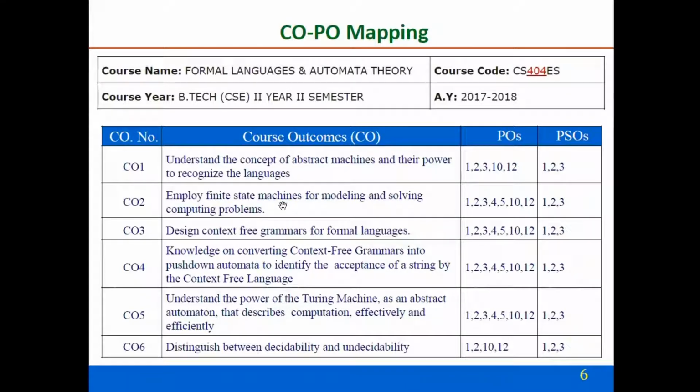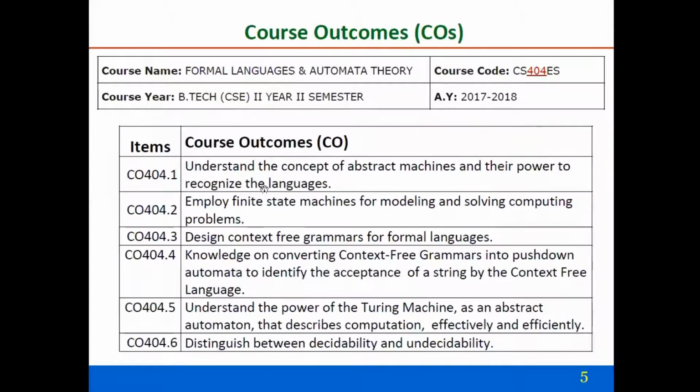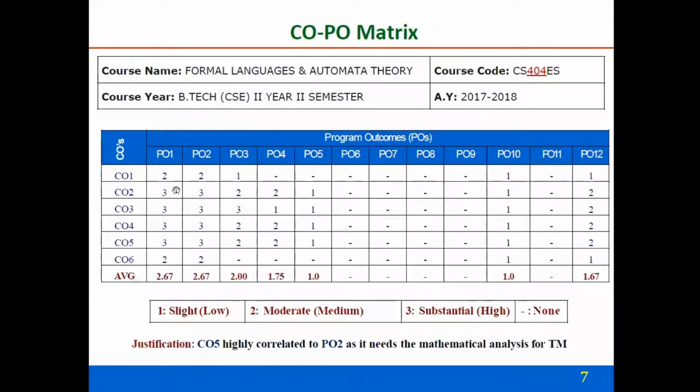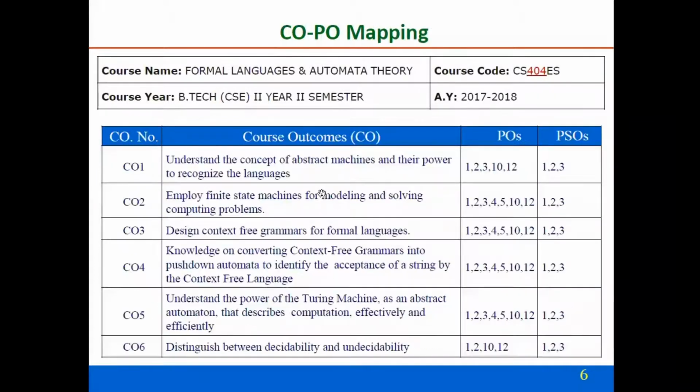So problem solving is a must and should here. That's why full-fledged mathematical knowledge is compulsory. That's why I have given 3, even for problem analysis also. Then design and conduct of solutions, medium level. So like that. Then PO5, let us see.